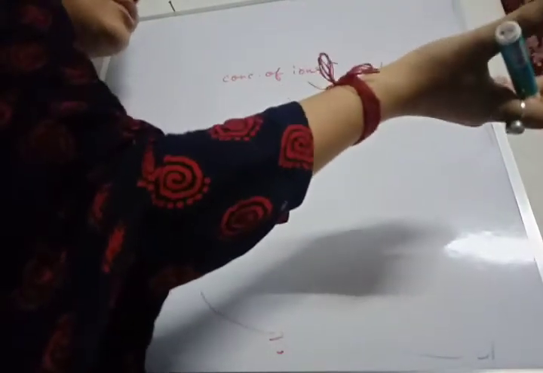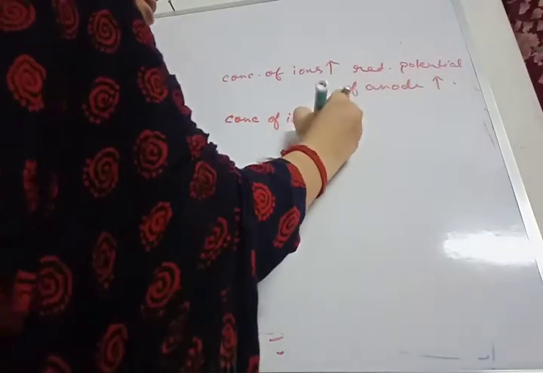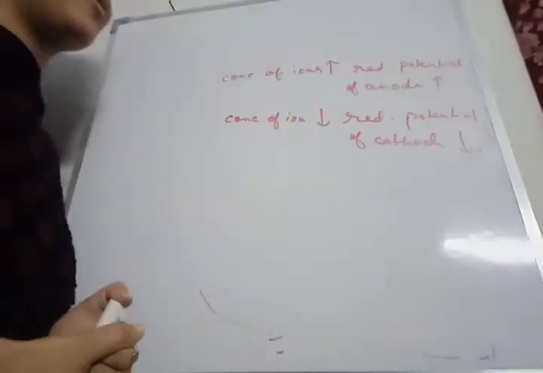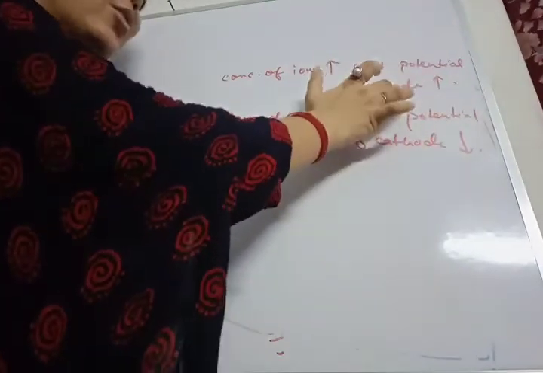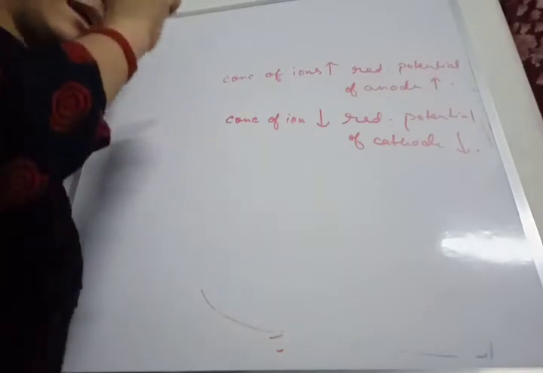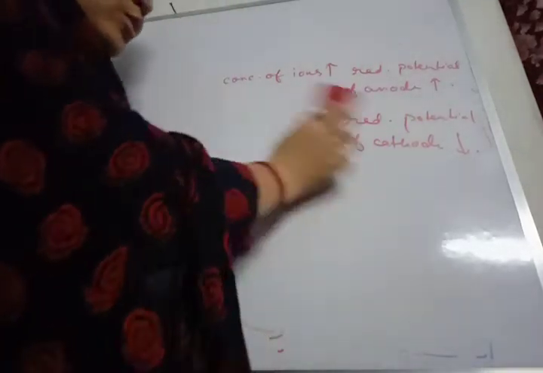Now if we come to your reduction half cell, what will happen? The concentration of ions decreases because they undergo the process of reduction. As a result, the reduction potential of cathode will also decrease. Now a situation will come when the reduction potentials of both anode and cathode will become equal, and at that point your E cell will be equal to 0. Then the cell will stop working. That means when the potentials of cathode and anode become equal, E cell or EMF is equal to 0, so the cell stops working. Let's see the plot.